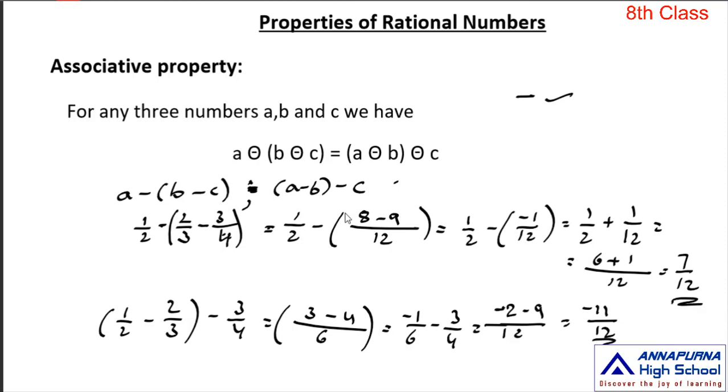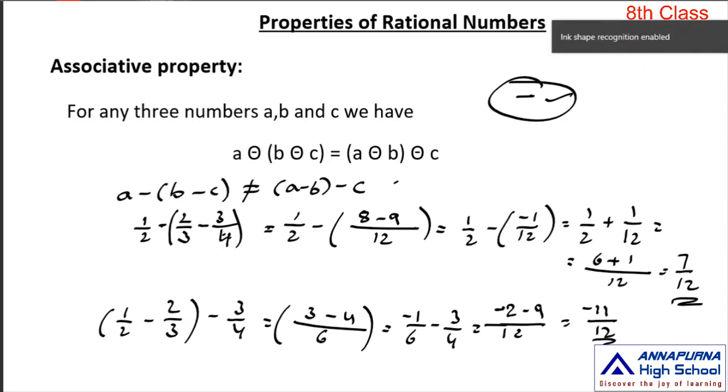They are not same. That means a minus of b minus c is not equal to a minus b minus c. That means the collection of rational numbers does not satisfy the associative property with respect to subtraction. Okay, so let us take multiplication.